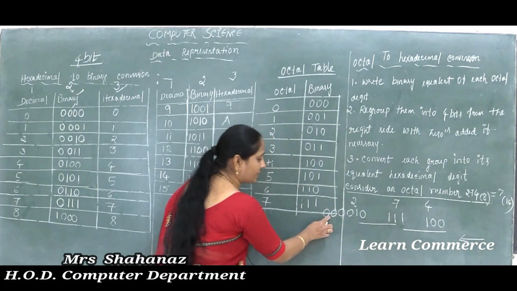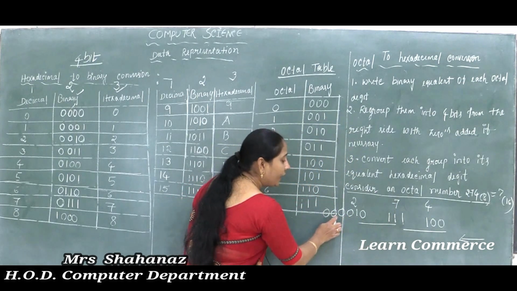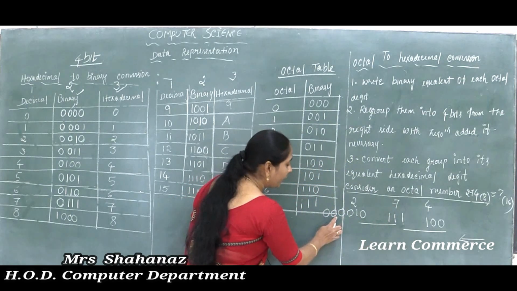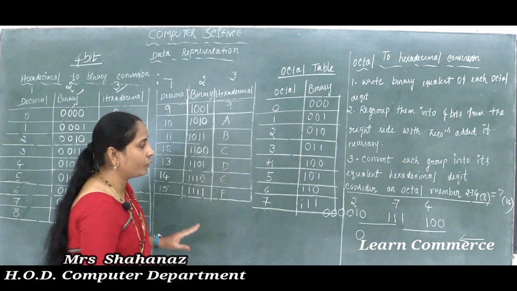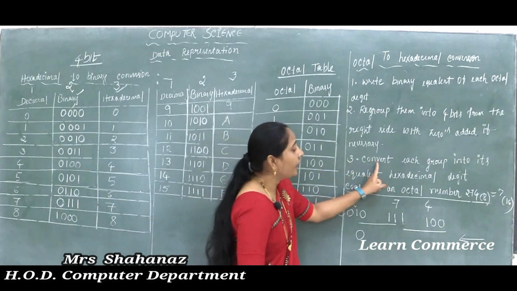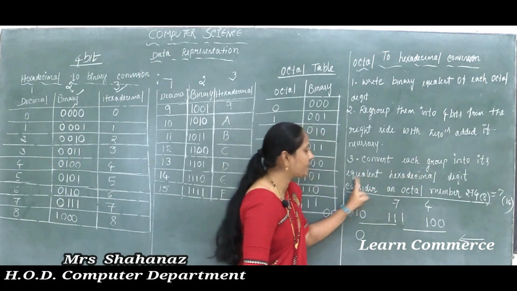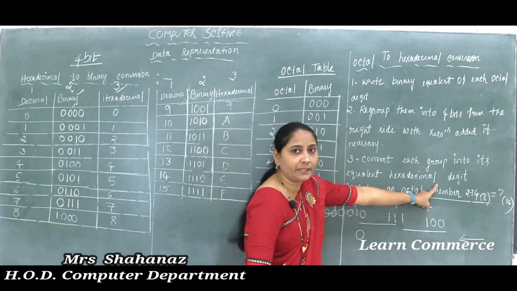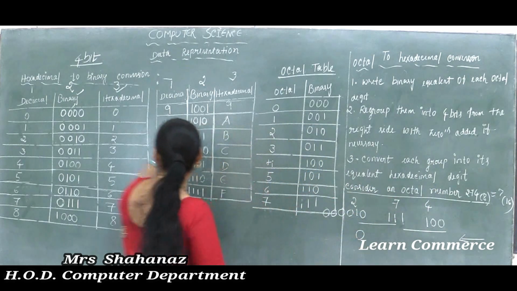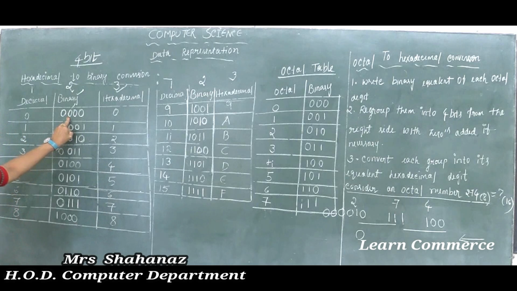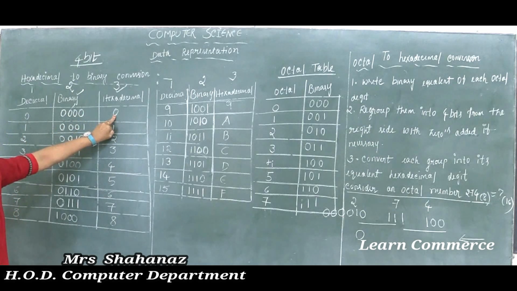First of all, shall we start from this point here. In this case we can say 0 0, that means no problem, the value is 0. The third step is to convert each group into its equivalent hexadecimal digit. So first of all 4 zeros are there, that means no problem. The starting group is only 4 zeros, so I write the value 0.